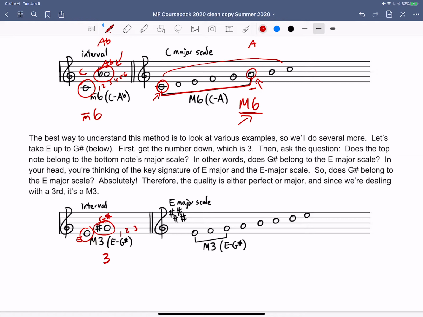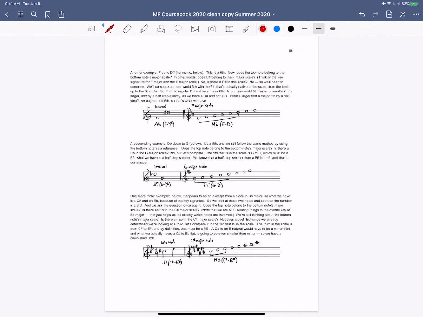Well, this is where you need to conjure up in your head an E major scale, and I've written it out for you over here. E major has 4 sharps. Here is your E major scale written out. So is there a G sharp in the E major scale? Yes, there it is. There's the sharp from the key signature. And so the answer is yes, it does belong, which means that indeed it is a major third. All right, next page.